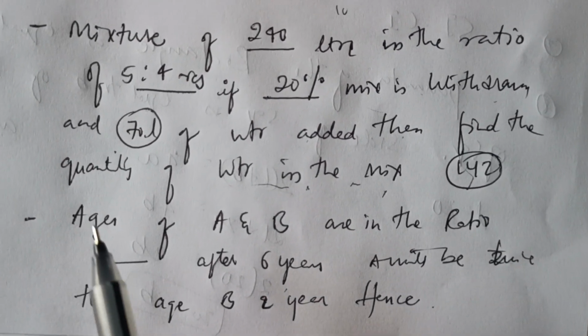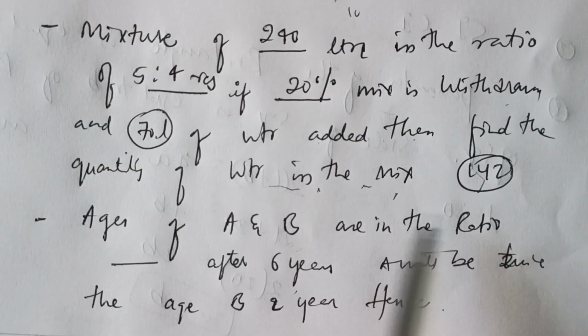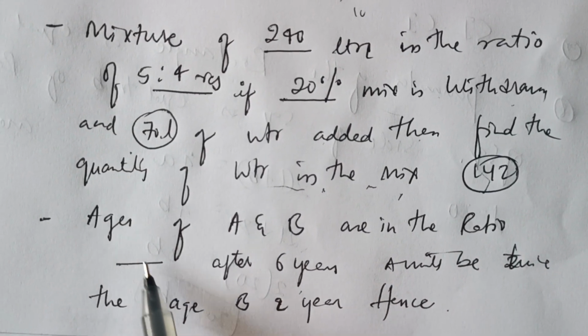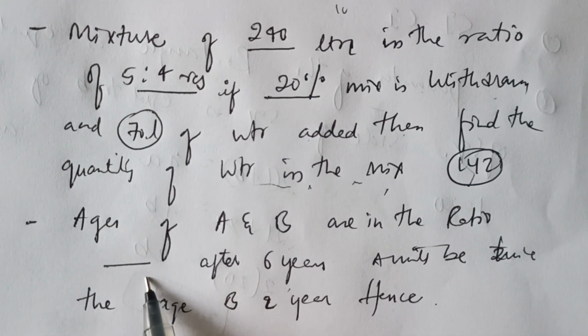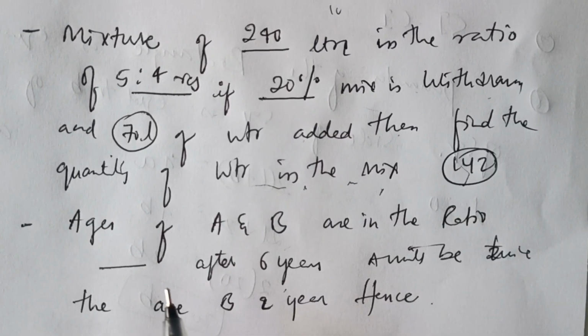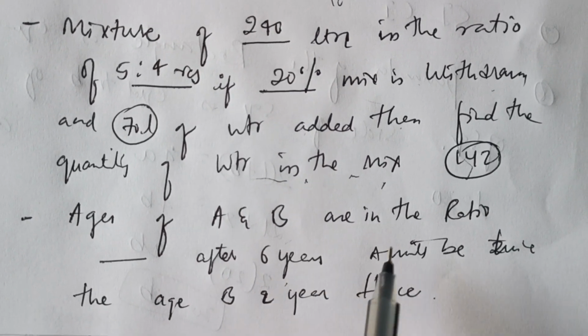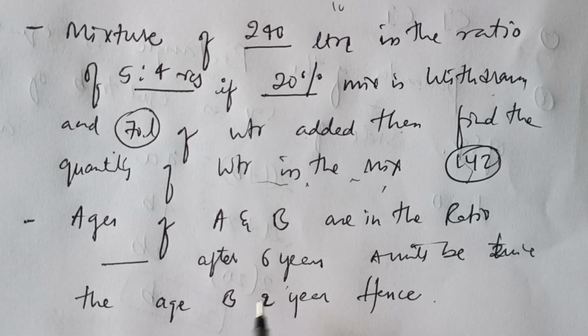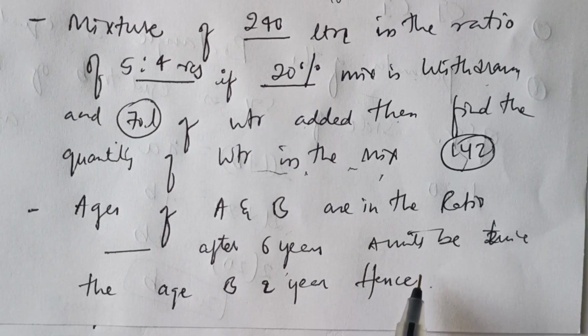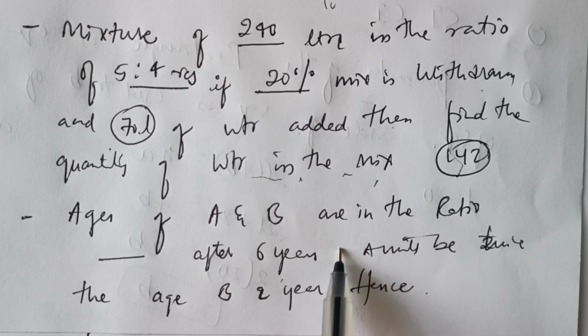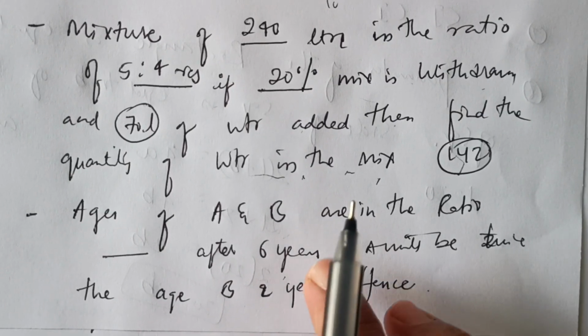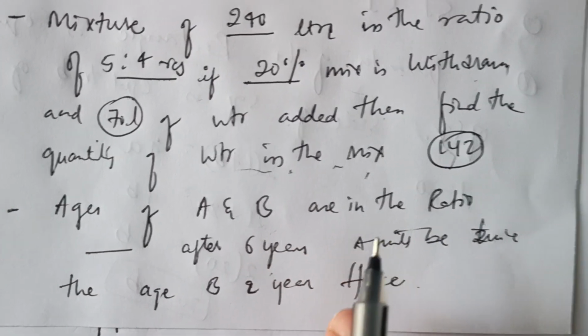Okay, next question. The ages of A and B are in the ratio of something. Actually, I don't remember the data now, but I know the pattern of the question asked in the exam. After 6 years, A will be twice the age of B 2 years hence. I don't know the answer for this because I tried and didn't get it, but I know the question, that's why I have discussed it here.